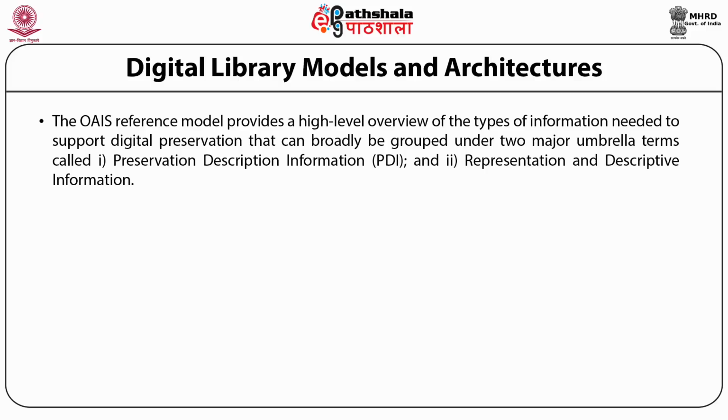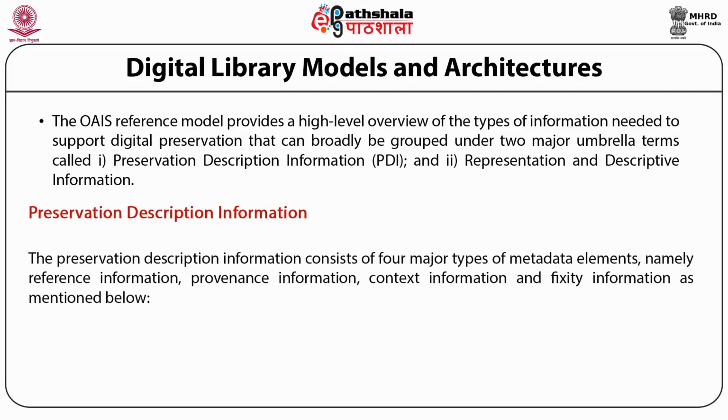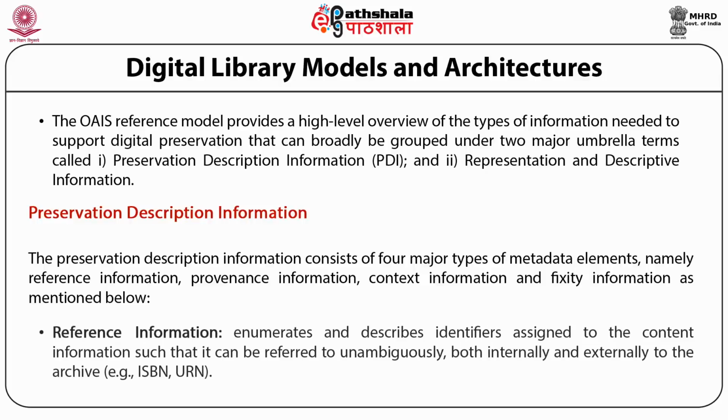1. Preservation description information, that is PDI, and 2. Representation and descriptive information. The preservation description information consists of four major types of metadata element, namely reference information, provenance information, context information, and fixity information, as mentioned below. Reference information enumerates and describes the identifier assigned to content information such that it can be referred to unambiguously both internally and externally to the archive, for example ISBN and URN.